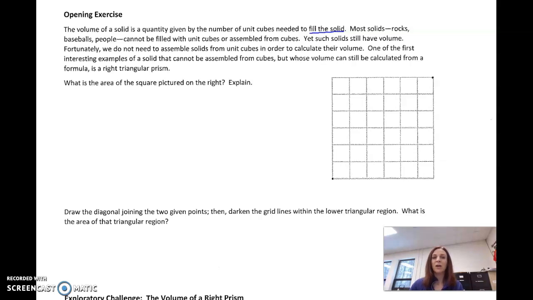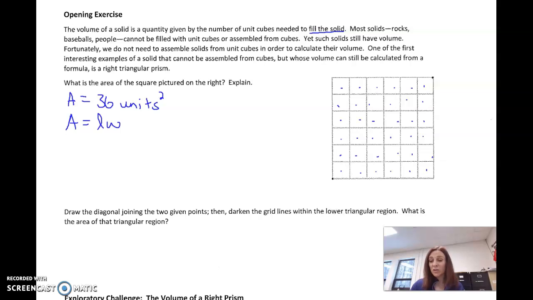What is the area of the square pictured at right? Explain. Well, we could do this by counting. 1, 2, 3, up to 36. Phew! We can do that. And again, area is in square units. But there's probably an easier way to do it than to count, right? Not that I can't count to 36, but I don't know if I really want to.